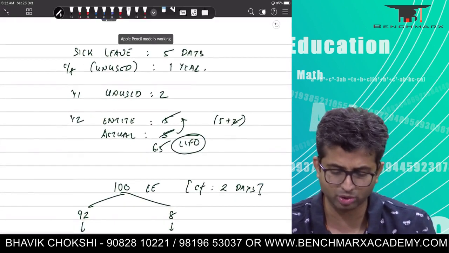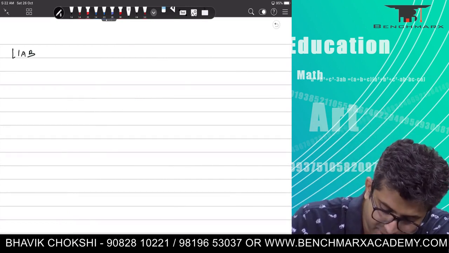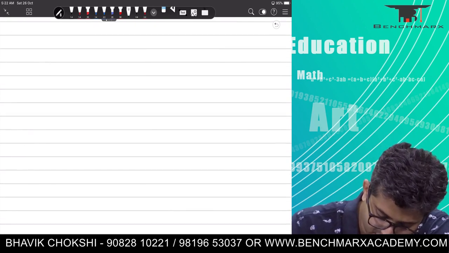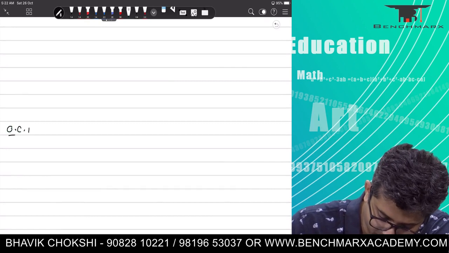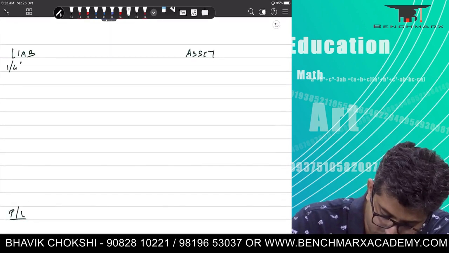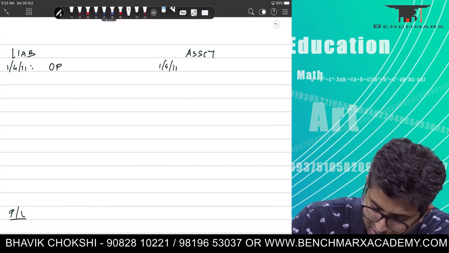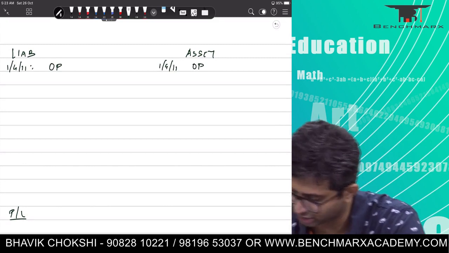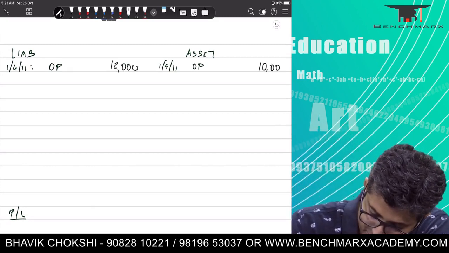So this is very similar to the questions that we earlier did. In fact, a much more simpler version. We'll again build up the same format. So you'll have liabilities, asset, you'll have the profit and loss, and then you'll have the other comprehensive income. We'll quickly jot down the data on 1st of April 11. The liability opening balance, 1st of April 11, the asset opening balance. The liability opening balance, as you can see in the question, is 12,000. The asset opening balance is actually 10,000.